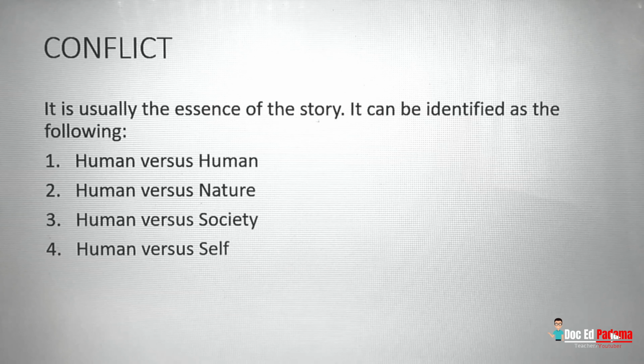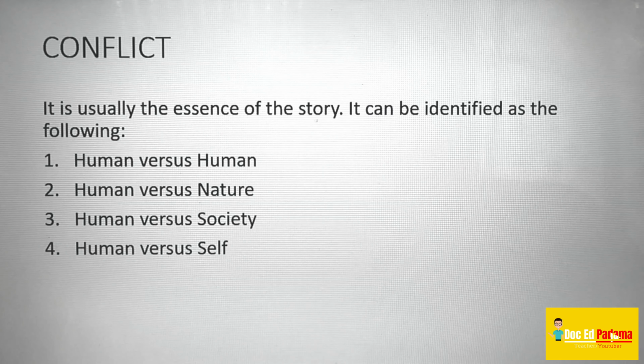Moving on, the next element in our literary criticism is the conflict. Conflict is defined as the essence of the story. It can be identified as the following. The conflict can be human versus human, or person versus another person, human versus nature, human versus society, and human versus self.